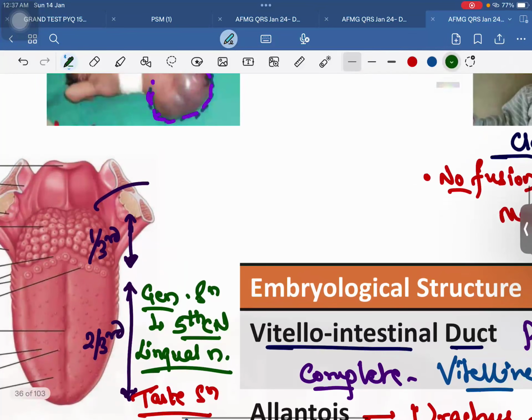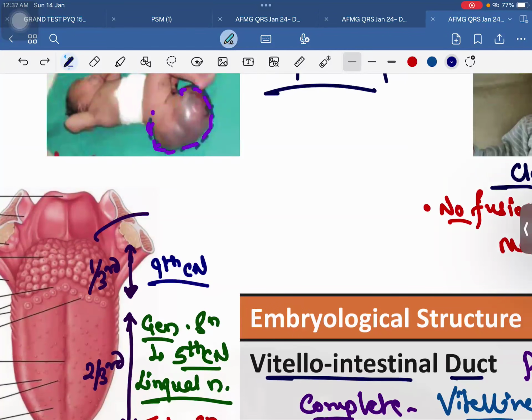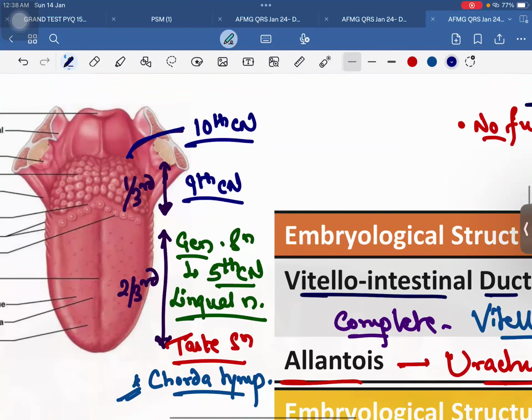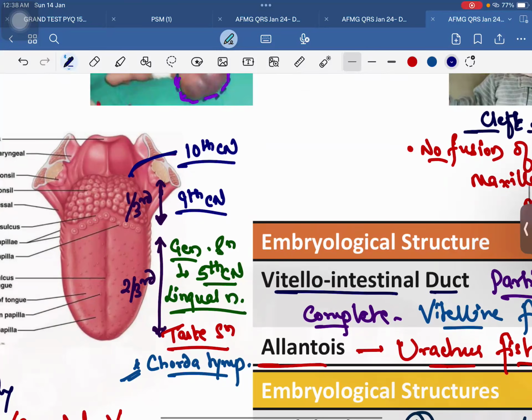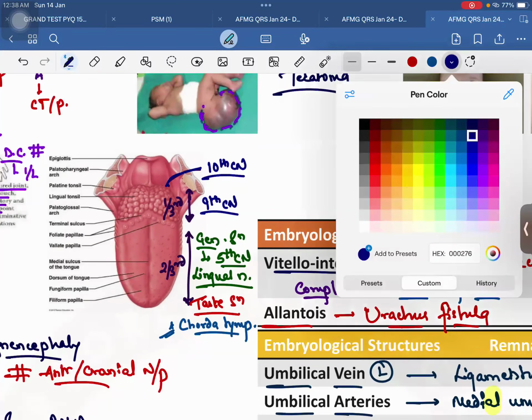For the posterior one-third of the tongue, it's easy: the general as well as the taste sensation are both carried by the ninth cranial nerve, the glossopharyngeal nerve. From the posterior most part of the tongue, also easy: both general and taste sensations are carried by a branch of the vagus nerve, the 10th cranial nerve. So it is 5, 7, 9, and 10. Anterior two-thirds general sensation by the lingual nerve, taste by chorda tympani. Posterior one-third, both by the glossopharyngeal nerve. Posterior most part, both by the vagus nerve.